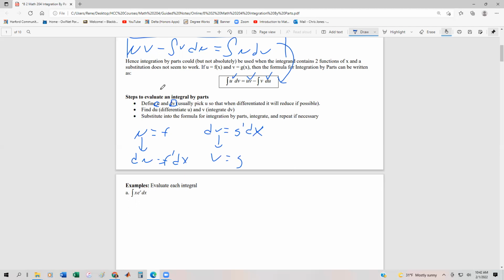Finally, once we have all four of these, u, v, du, we just multiply those together and plug it back into the formula to be able to evaluate the integral. So let's take a look at a really basic example of this.